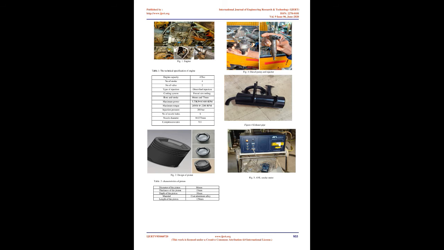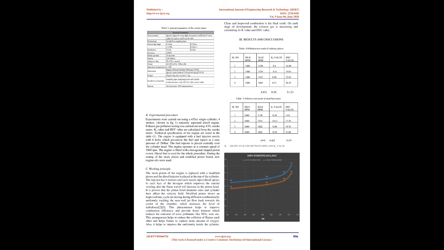2. Experimental facility. A. Setup. The engine used here is a 435 cubic centimeter single cylinder, 4-stroke, 2-valve naturally aspirated diesel engine, which is shown in Fig. 1. B. Experimental procedure. Experiments were carried out using a 435 cubic centimeter single cylinder, 4-stroke, naturally aspirated diesel engine, shown in Fig. 1.